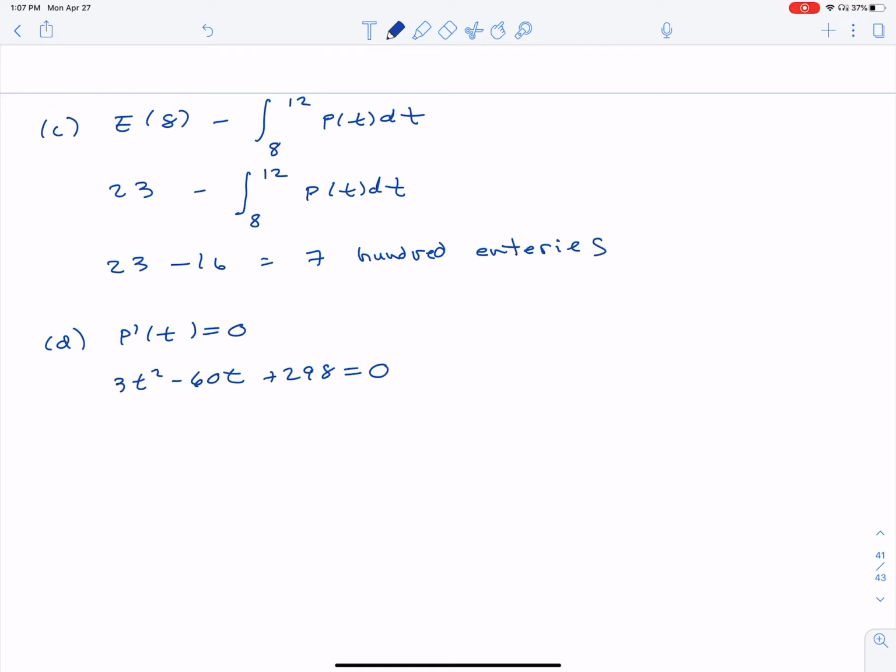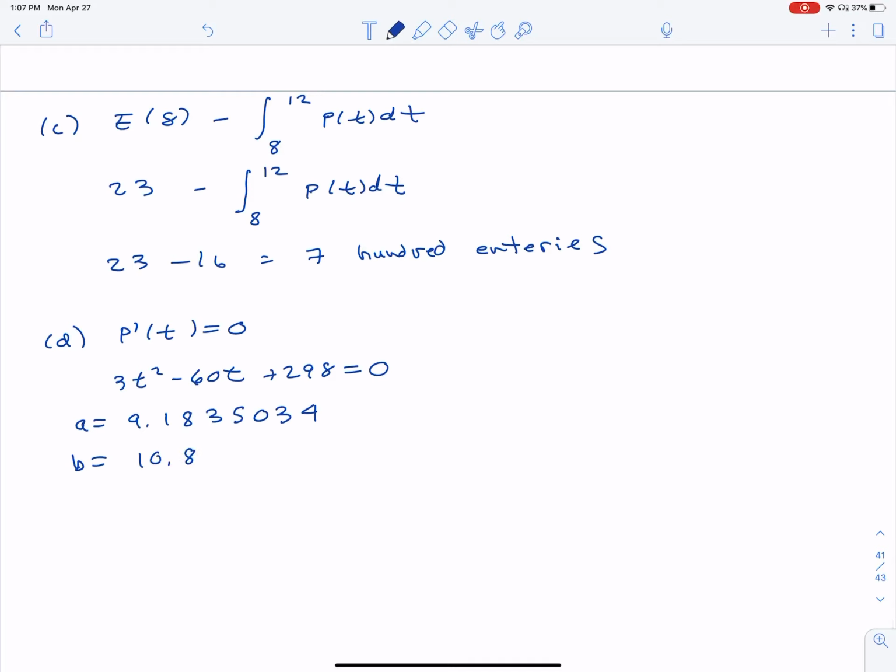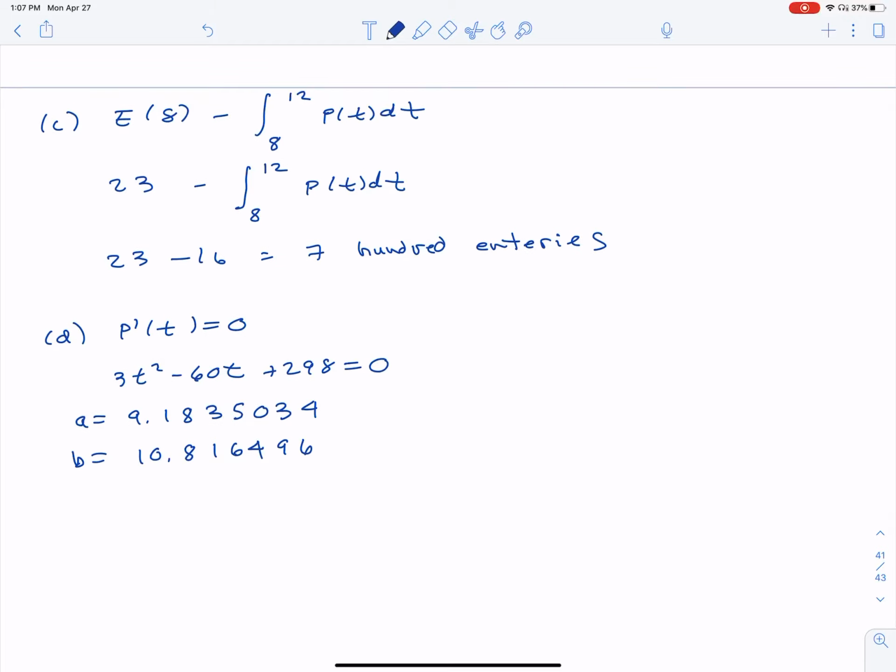So I got two values. One I'm going to call A, and that value is 9.1835034. The other one is going to be B, and that one is 10.816496. Okay? Those are my A and B. Those are my two critical values. But remember, there's also endpoints, 8 and 12.